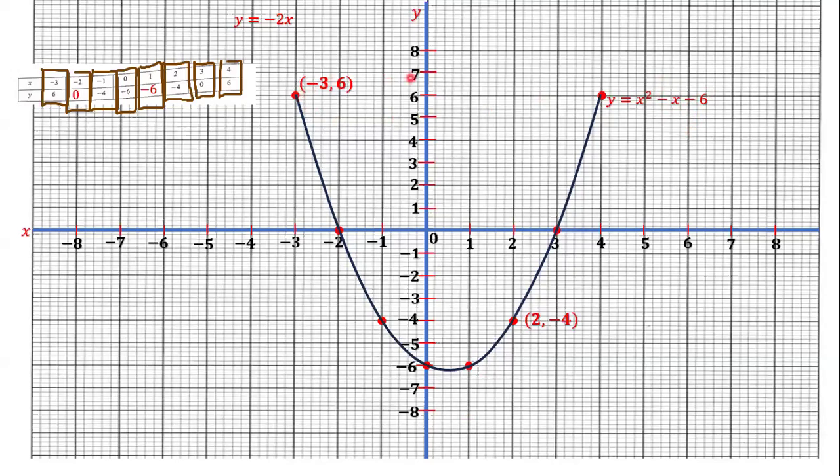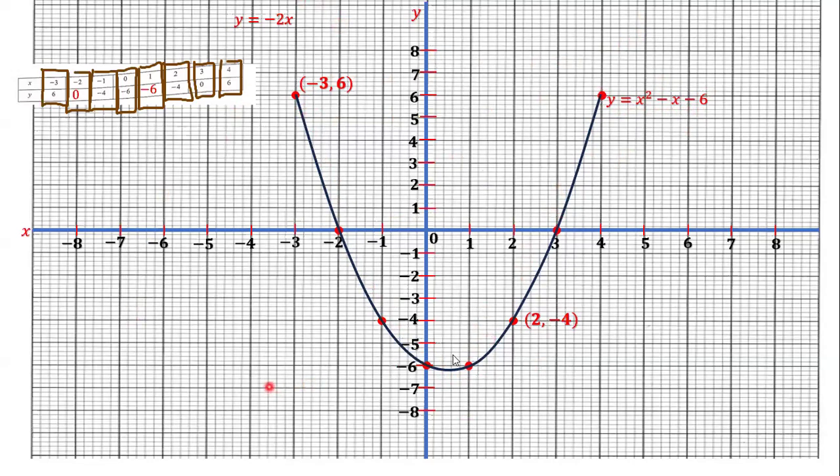All right, take a picture of your work and send it to me via WhatsApp again. By the way, we call this a parabola. Y is equal to x squared minus x minus 6. This is a quadratic equation, not a linear equation. All right.